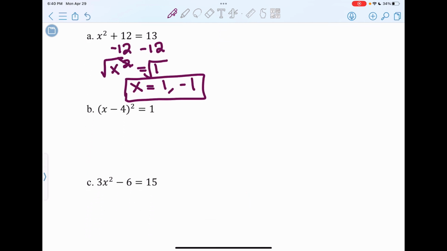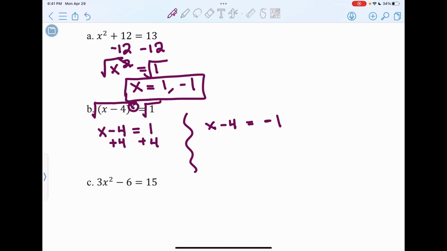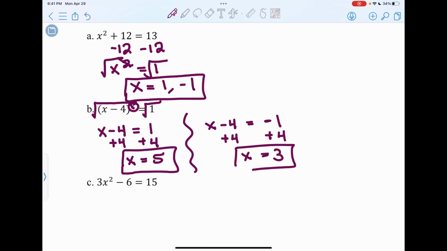Moving on in B, I have to square root first because I have parentheses with x minus 4 inside of an exponent. So taking the square root leaves me with x minus 4, but x minus 4 could equal positive 1, or x minus 4 could equal negative 1. So I have to solve this twice. I'm going to add 4 to either side, and so one solution is x equals 5. And the other solution is if I add 4 here, negative 1 plus 4 is positive 3. And so my solutions are 5 and 3.